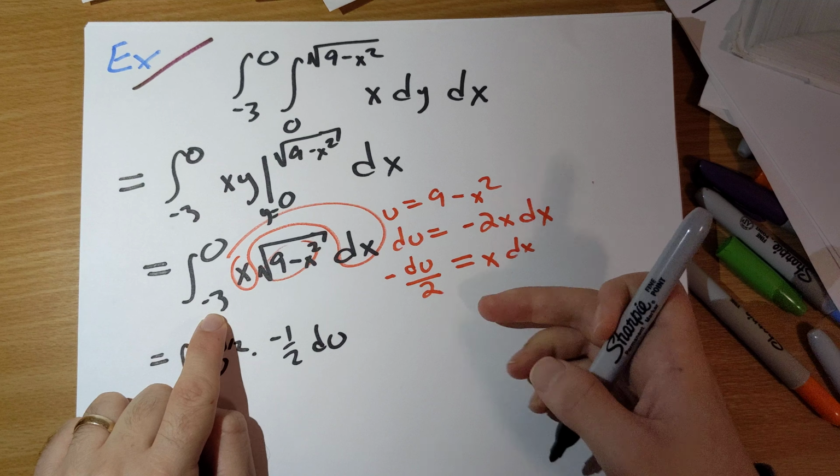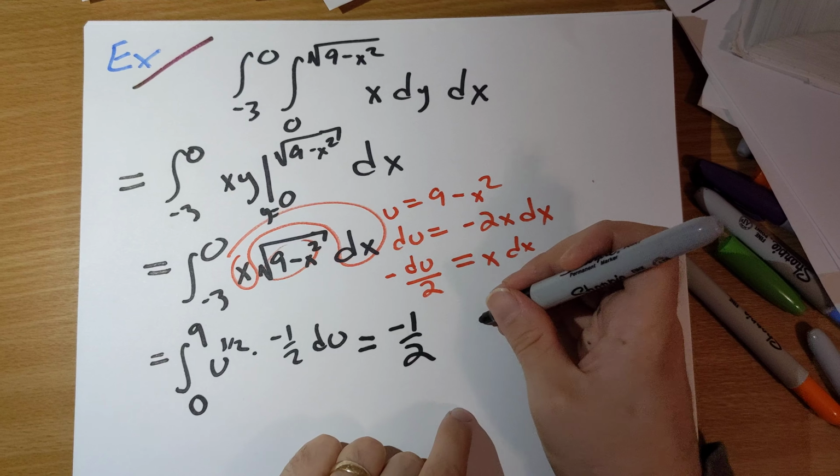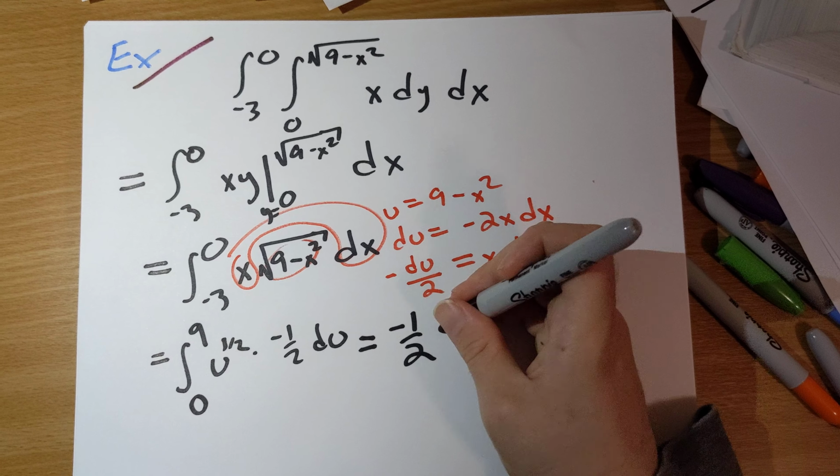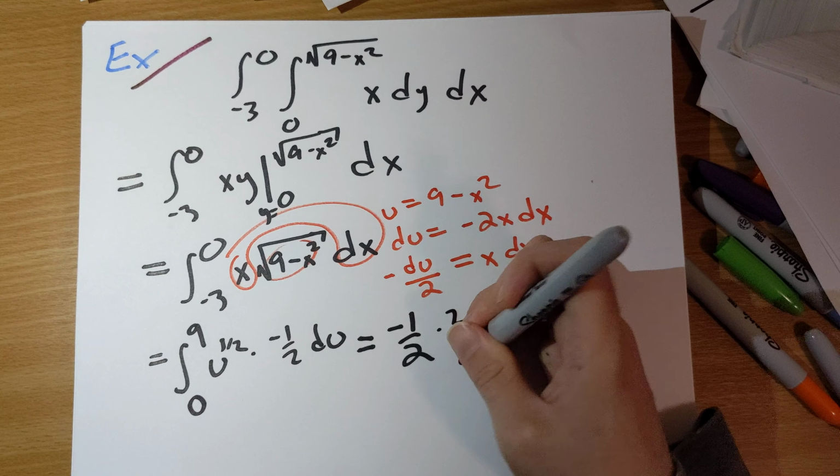So our final answer is going to be negative 1/2 times u to the 3/2, divided by 3/2, multiplied by 2/3. Plug in u runs from 0 to 9. And so this is going to be negative 1/3 times 9 to the 3/2 power minus 0. And yes, that is negative 9.